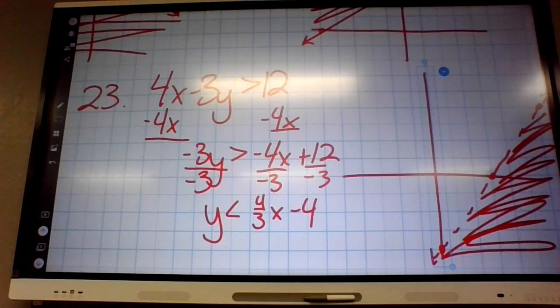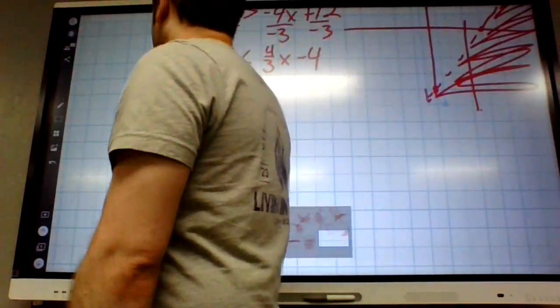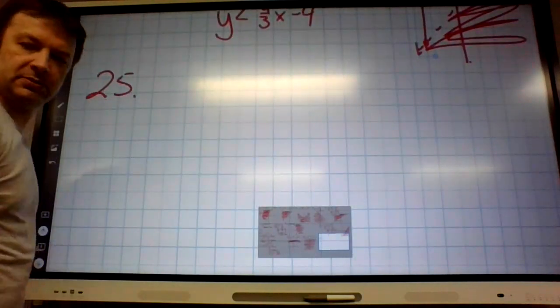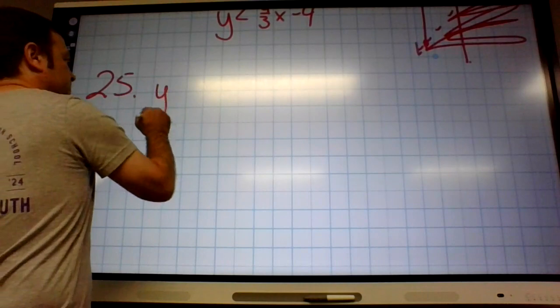Oh, wait, are we graphing all 30 problems? No, the last 4 are not graphs. I think we do it. It only goes to 26. I think I'm gonna make it. Alright, 25 is an absolute value problem again.